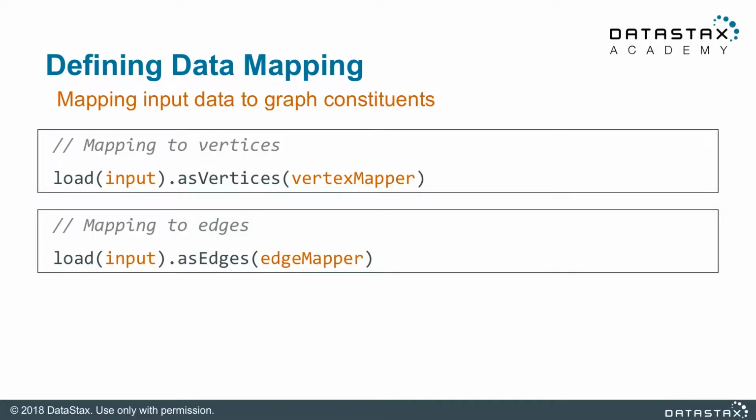This is how you map input data to graph constituents. Simply put, you call the load method, which takes input data and specify whether you're loading vertices or edges. The as vertices or as edges method takes a mapper input, which we'll discuss next.